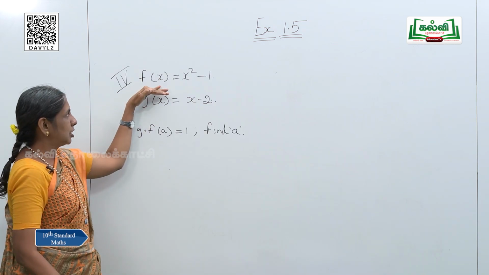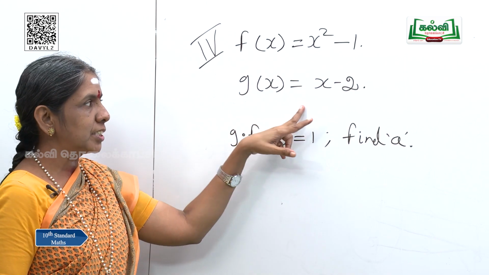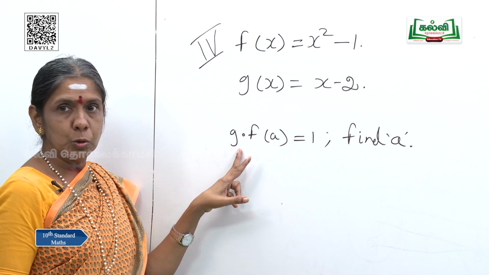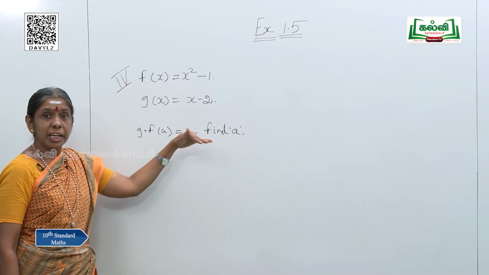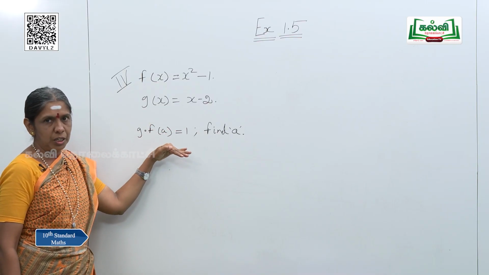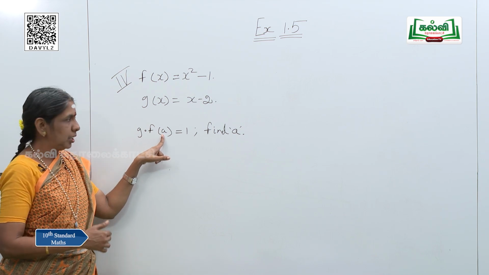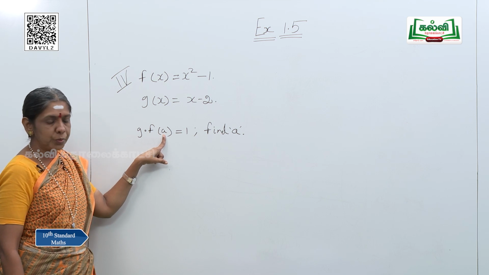Now, we will see one more sum. f of x is equal to x squared minus 1 and g of x is equal to x minus 2, and suppose g dot f of a is equal to 1, what is the value of a? They have given the functional value as 1 and they are asking you to find the pre-image. They have given the image as 1 and we have to find the pre-image value.